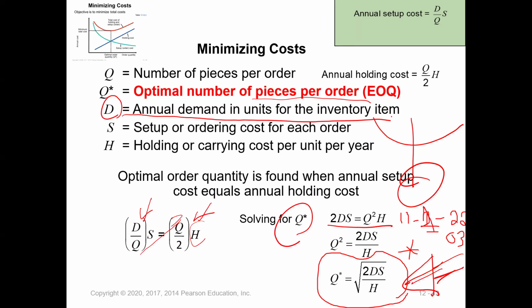I should know the annual demand. I should know the setup cost. I should know the holding cost. If I know all these three, I can calculate the optimal number of pieces per order, which is also called EOQ.